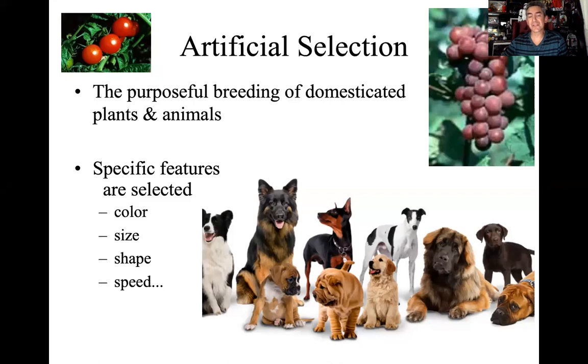So artificial selection is no longer survival of the fittest, survival of the strongest. It is survival of whatever humans think is neat, interesting, or cool. And this involves the purposeful breeding, the selective breeding, the domestication of plants and animals, the manipulation of certain genes to create something that wouldn't naturally survive in the wild.